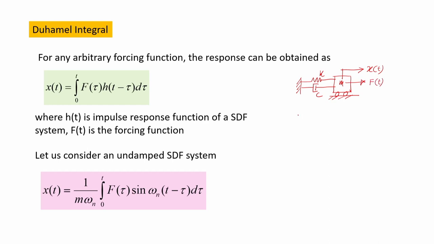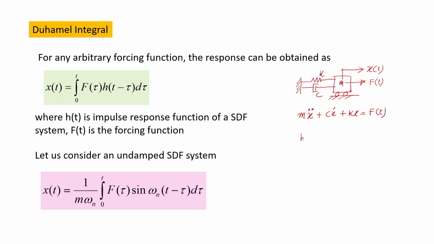So in that connection, the equation of motion takes the form m x double dot plus c x dot plus k x equal to f t, where f t can be any arbitrary function or a representation of any forcing input. For example, the earthquake ground motion, which has a random nature of its ground acceleration, and if we get the record of the ground motion history, we can analyze the system using the Duhamel integral.